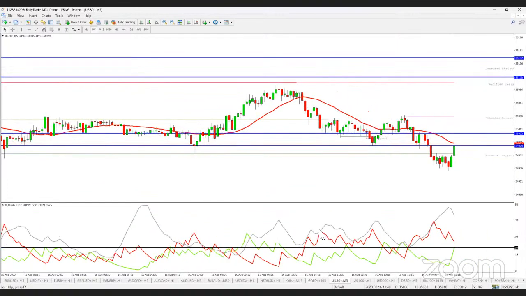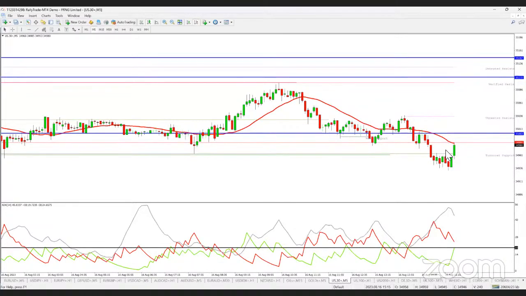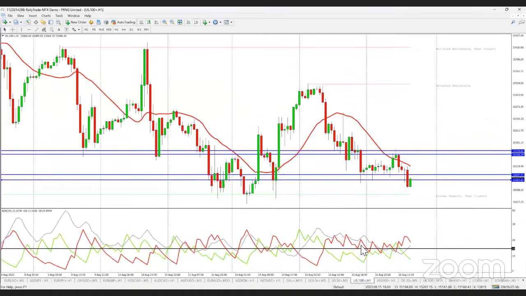And also on US 30, you can actually go in for a buy. Take your profit for US 30 at price 35003. That's the take profit for US 30. You can actually still follow the buy. For US 100 also, it's going to be a buy.